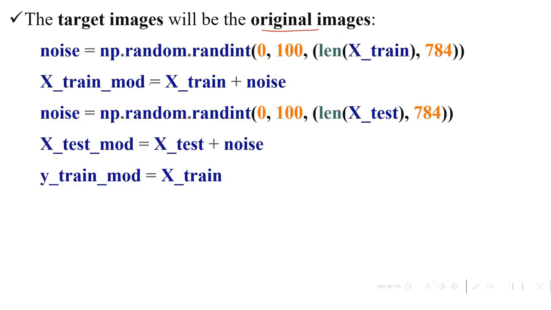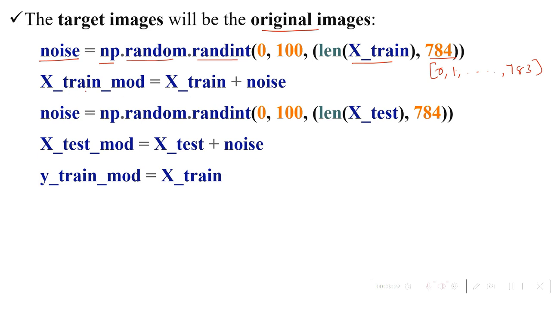Now the target images will be the original images. Our aim is to take the original image and add noise to it randomly. We create the noise with np.random.randint between 0 and 100, with the length of X_train, that means for each and every image in the X_train data. Each image contains 784 features, 0 to 783, so for each feature we are going to add some noise.